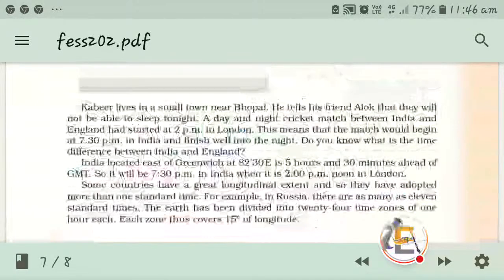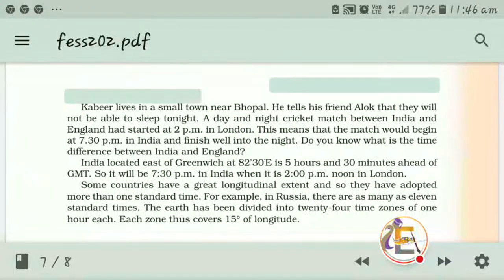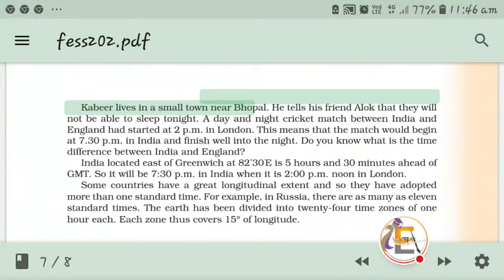Kabir lives in a small town near Bhopal. He tells his friend Alok that they will not be able to sleep tonight. A day and night cricket match between India and England had started at 2 p.m. in London. This means that the match would begin at 7:30 p.m. in India and finish well into the night. Do you know what is the time difference between India and England?